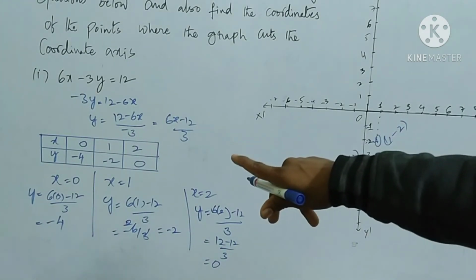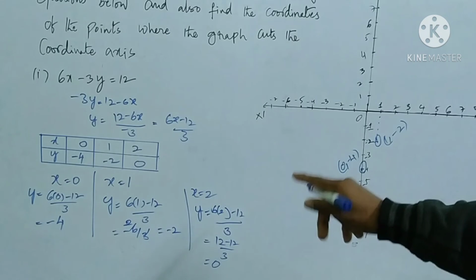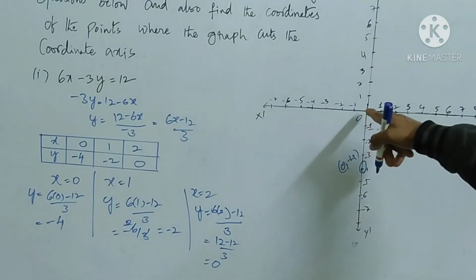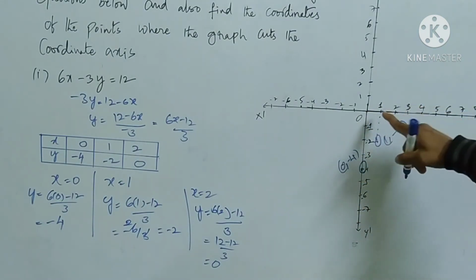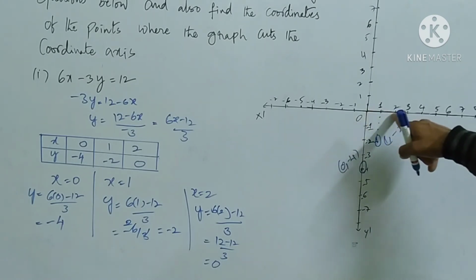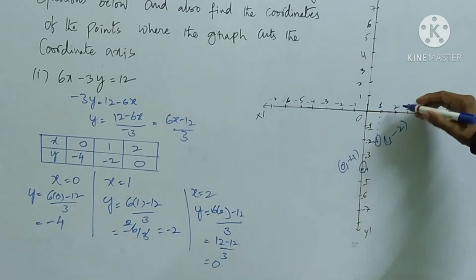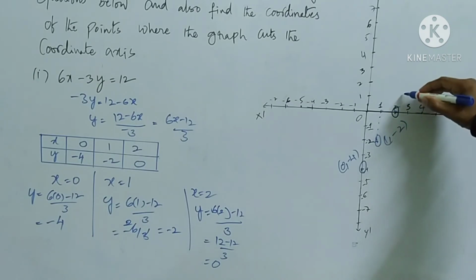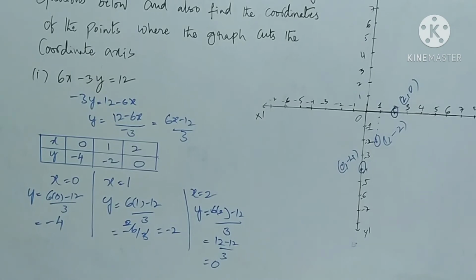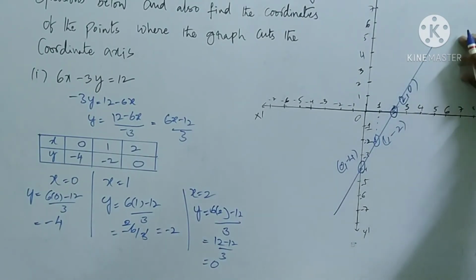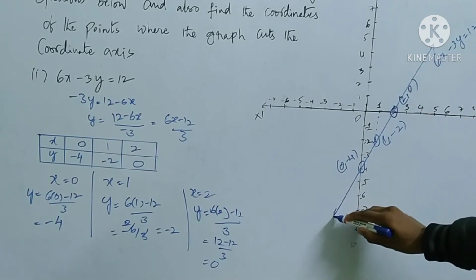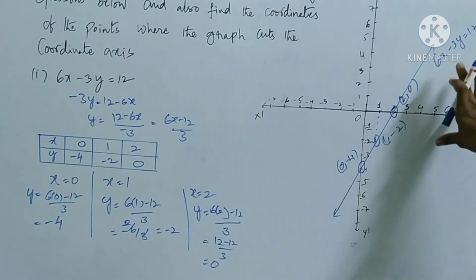Next solution: when x is equal to 2, y is equal to 0. Join these points and we will get a straight line. The name of the line is 6x minus 3y is equal to 12. So the first part of the question is completed.